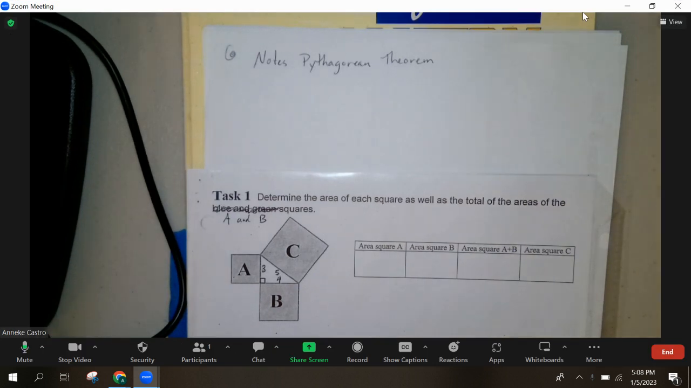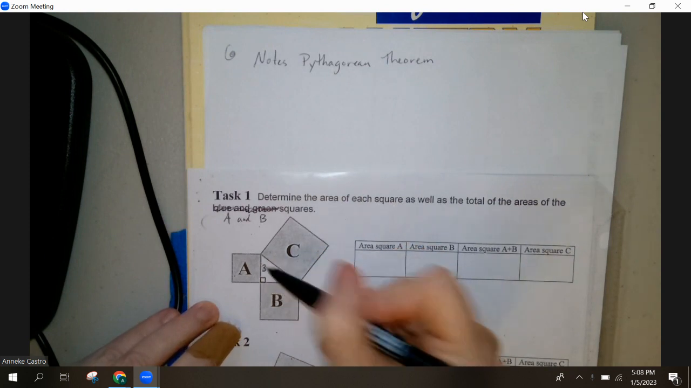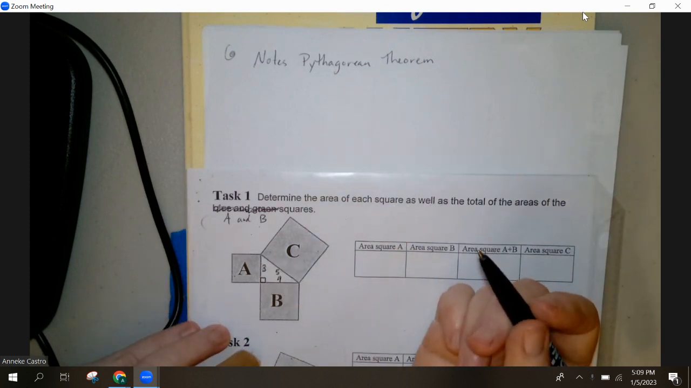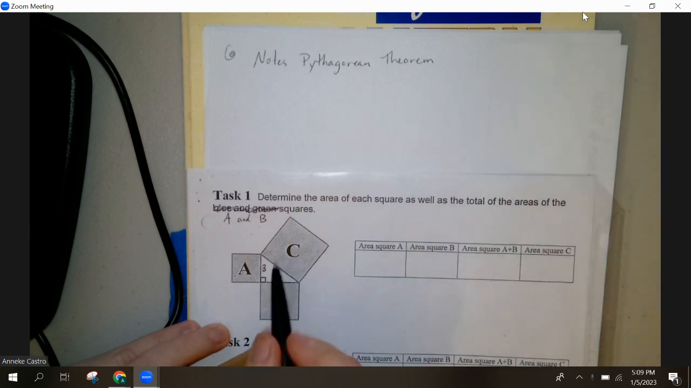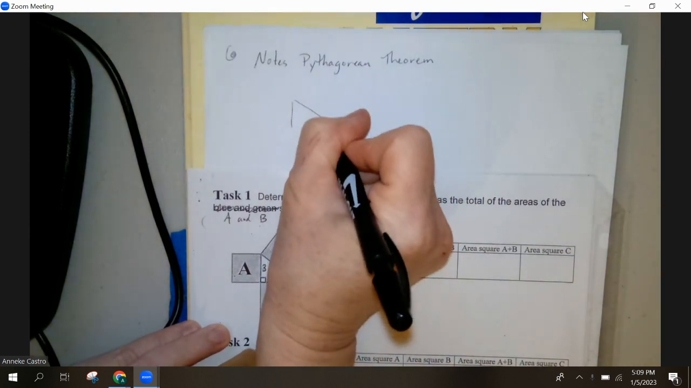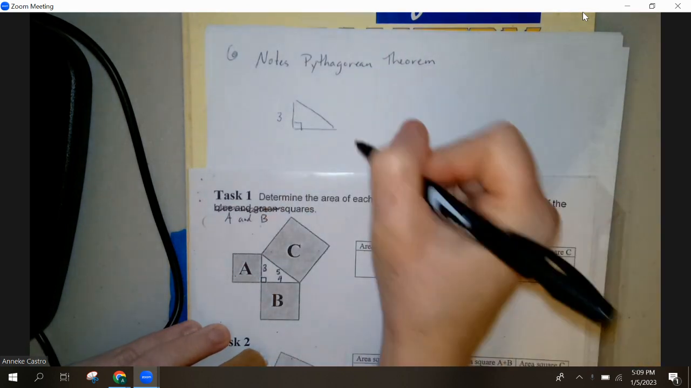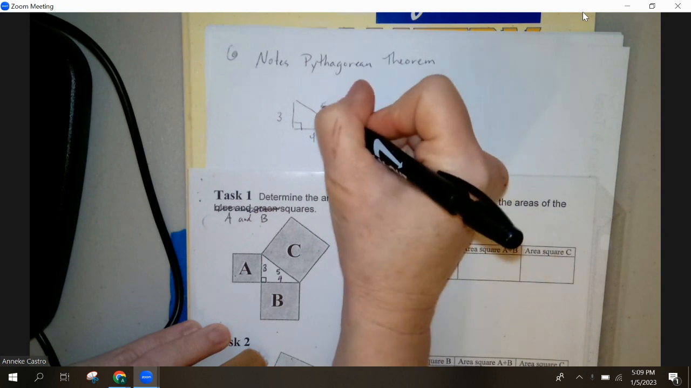So in class, we did an investigation where you were given some tasks to do, and we discovered that there is a relationship between the sides of a right triangle. All right, so what this asked us to do is if you have a right triangle, and they gave us some side lengths, they said this side's 3, this side is 4, and this side is 5.